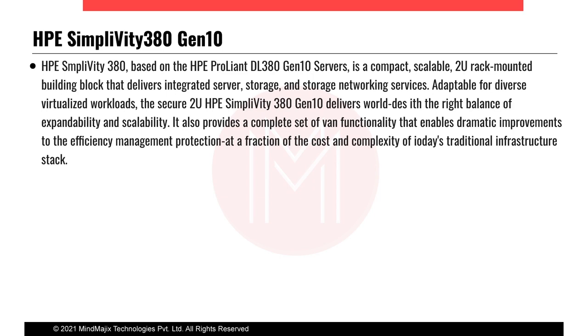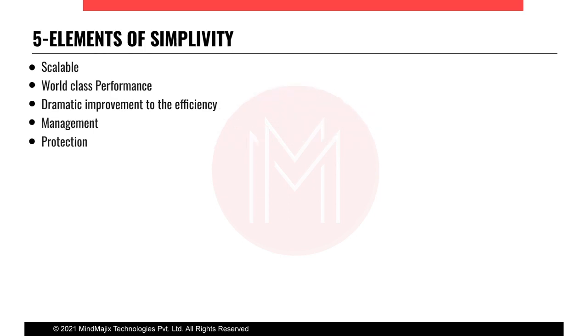So it is completely not comparable, from traditional architecture to HCI. It's a huge difference between HCI and traditional. So the 5 elements are there. It is very scalable, it has world-class performance, and there is a dramatic improvement in efficiency. Fourth is management, and fifth is protections. All 5 elements are available in the single 2U DL380 model. It is a completely end-to-end solution. Everything is improved, nothing is missing. Because of that, people are choosing HP Simplivity.